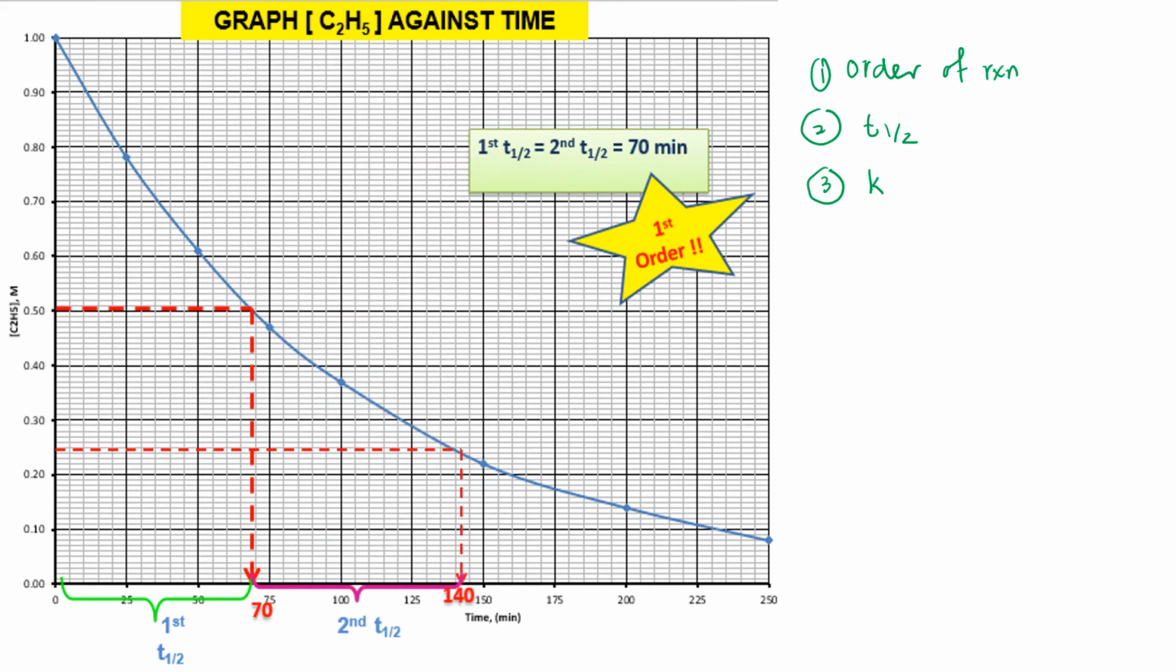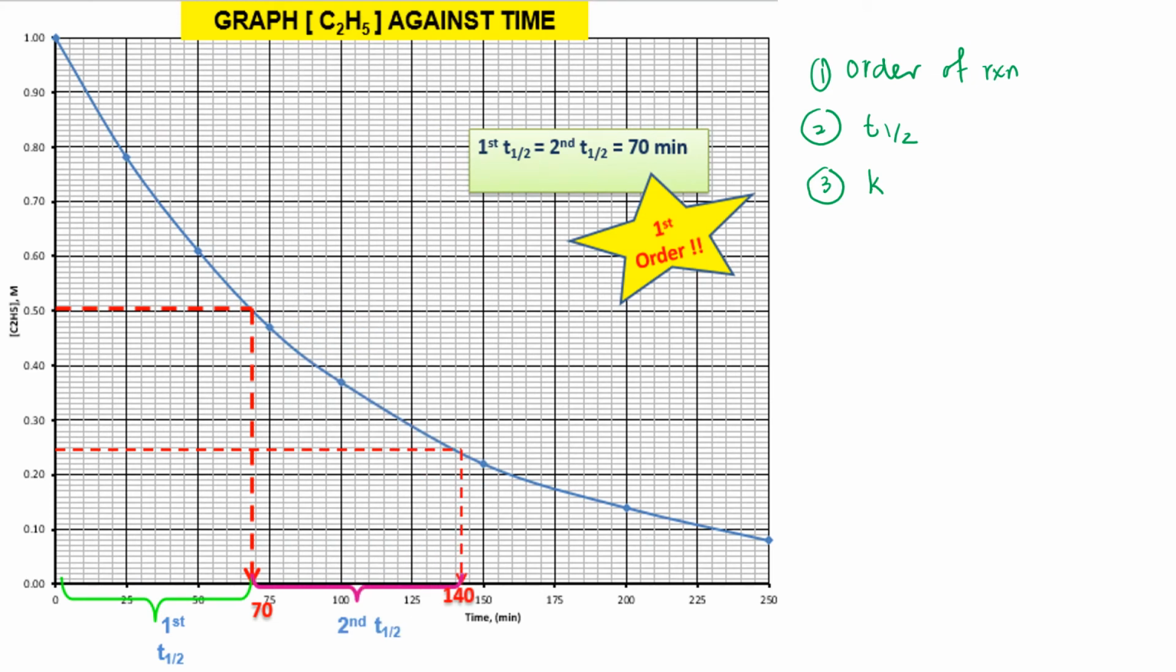Okay, this is the first one. Second, the question asks for half-life. And the third one, the question asks for the value of the rate constant. So for this one, first you will start with plotting the graph.